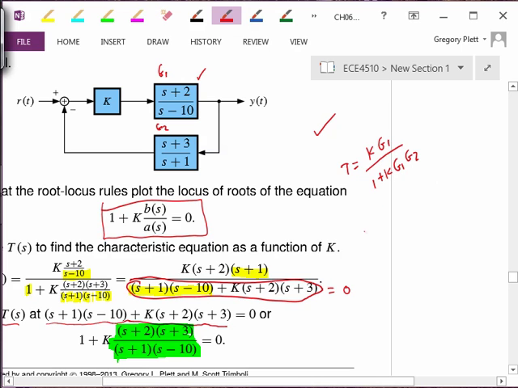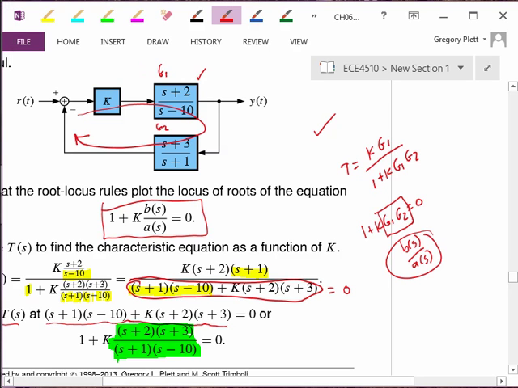And I would say, oh, the denominator is 1 plus K G1 G2 equals 0. And so if I'm plotting the root locus of that, I want this G1 G2 to be my B of S over A of S. We call that the loop transfer function. That's the entire loop without closing it is what we end up putting here. So we put the loop transfer function into the root locus plotting rules, and we use that to find where the closed loop poles are.